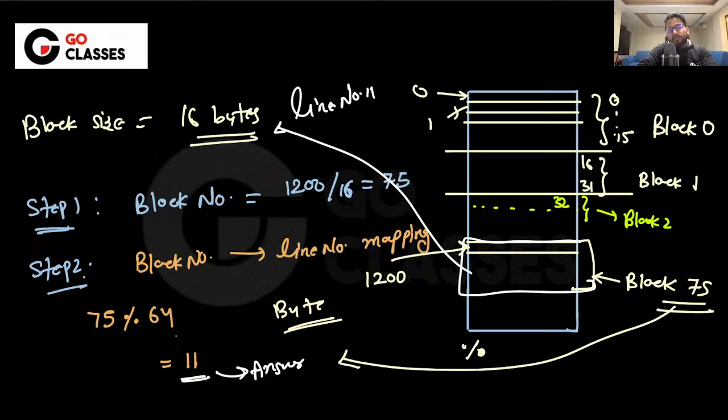Now let's do the same question with the help of binary. See what they are saying. 1200 is your byte address, right? If you write the binary of 1200, it will come something like this. So this is the binary of 1200. They are asking the line number, right? First tell me what is the block size, 16 bytes, right? Which means this is the block offset.